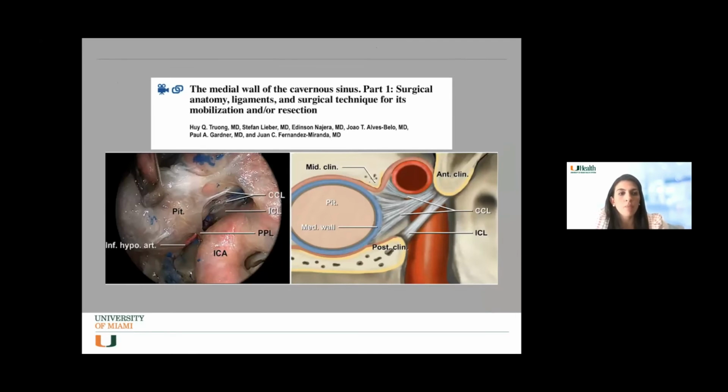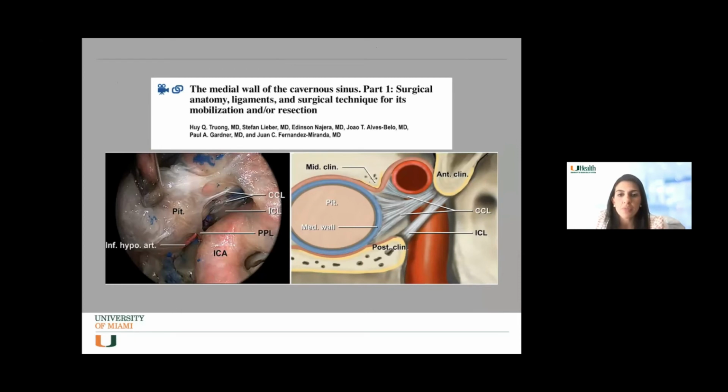So this was initially studied, well, Dr. Oldfield did tremendous work in looking at growth hormone-secreting tumors and invasion into the cavernous sinus. This was also followed by the Japanese group. A Japanese group in about 2013, 2014 was already doing resection of the medial wall of the cavernous sinus. They just had not described the technique.